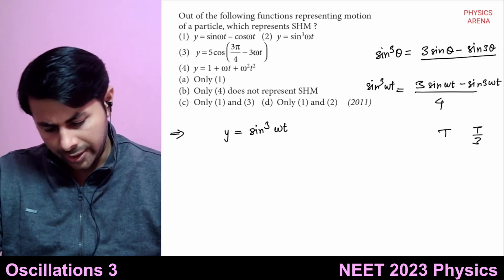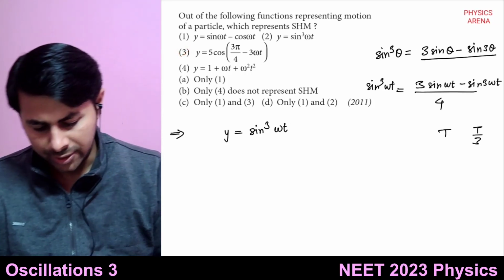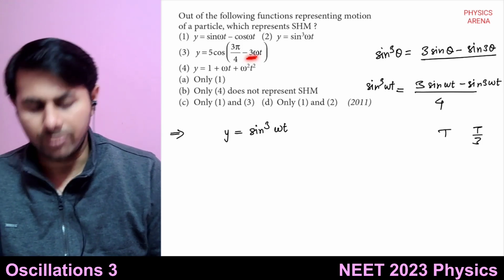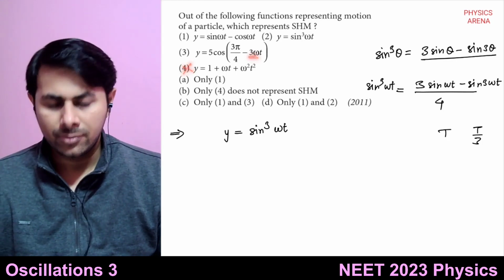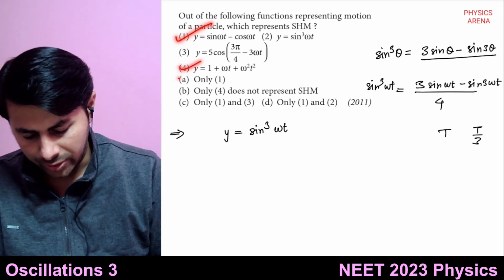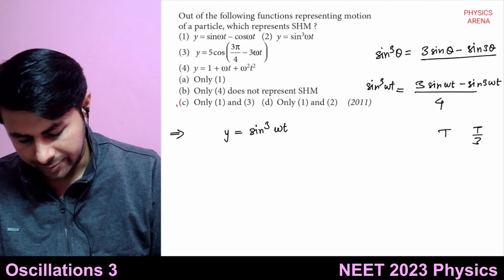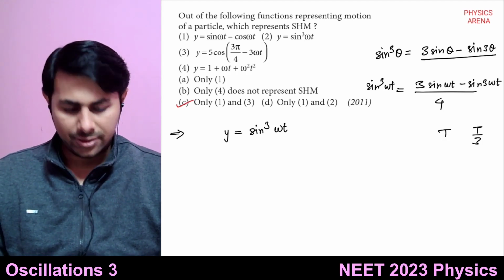Then this one, it's SHM. This is clear. It has got frequency of 3 omega. This is SHM. This is not SHM. What's the answer? First one is SHM. Fourth one, sorry, not fourth one. Third one is SHM. So option C is the answer. Right, option C is the answer.